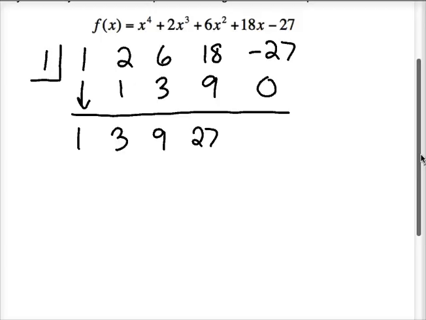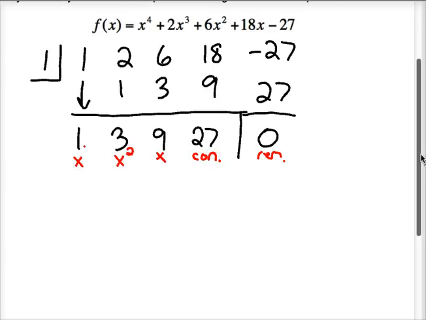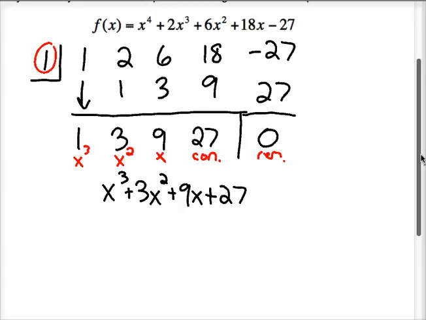oh, that's not what they multiply to. I apologize. Multiply by 1, add. All right, so this did turn out. I got my remainder of 0, constant of 27, x of 9, x squared of 3, and an x cubed of 1. So that means I have x cubed plus 3x squared plus 9x plus 27 left. And that's after pulling out my solution of 1.